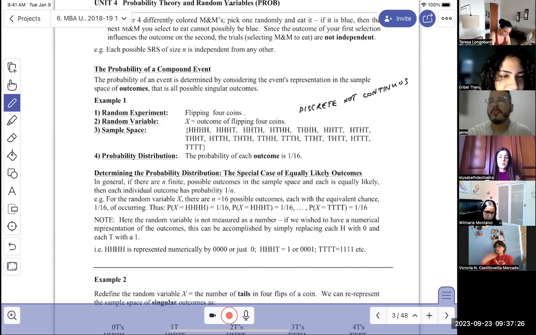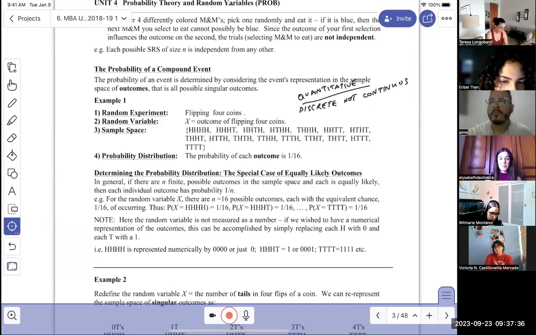So in the terminology we learned before, it's quantitative, but it's discrete, not continuous. And because it's discrete, I have a fixed number of outcomes as well, right? I can actually list them.